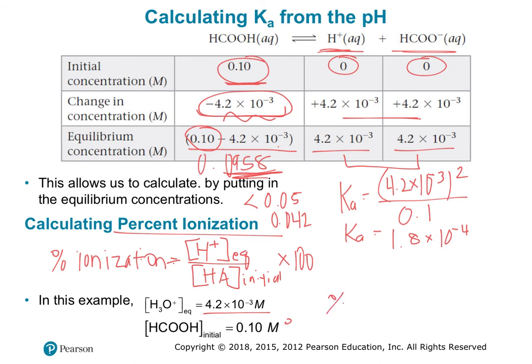So in this example, we had our hydrogen concentration and our initial formic acid. So for the percent ionization of this compound, we'll do 4.2 times 10 to the negative third divided by 0.1 times 100. And so we can see that this acid ionized 4.2%, which is actually what I did originally to do that approximation. So when it ionizes greater than 5%, we can't make that approximation that the change in concentration is so small that we can use our initial concentration. We won't be able to do that if percent ionization is above 5%.